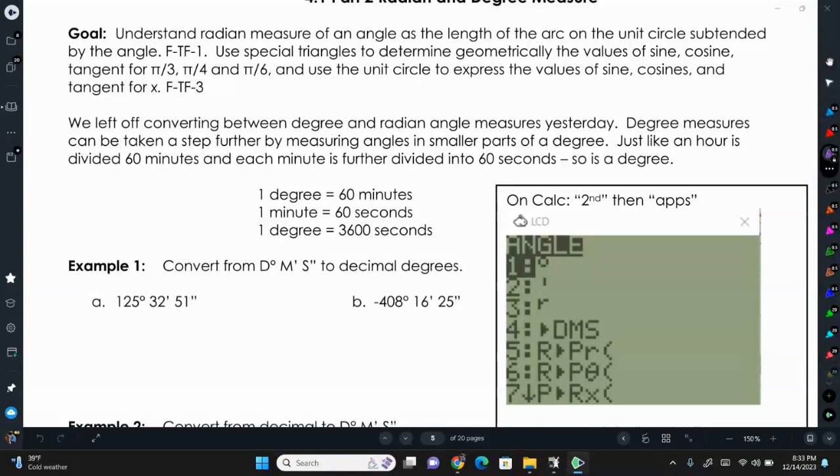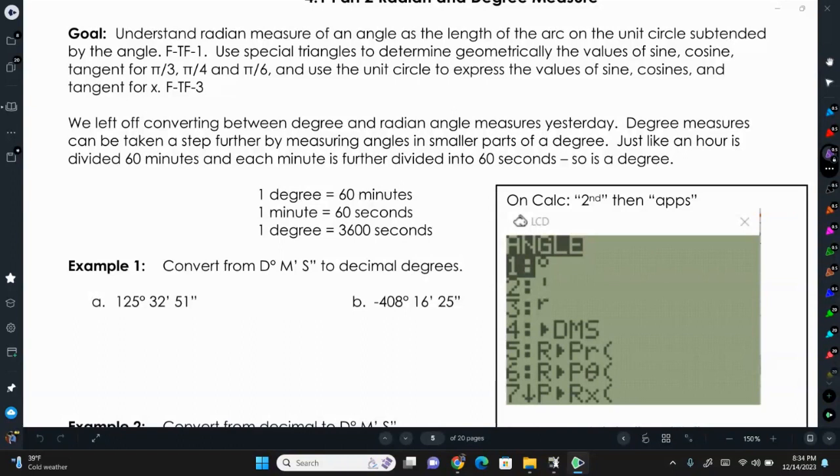So instead of using decimals to represent degree measures like 105.62 degrees, we can use something called minutes and seconds. And those are useful because that can give you an exact measure of that angle without a decimal approximation.